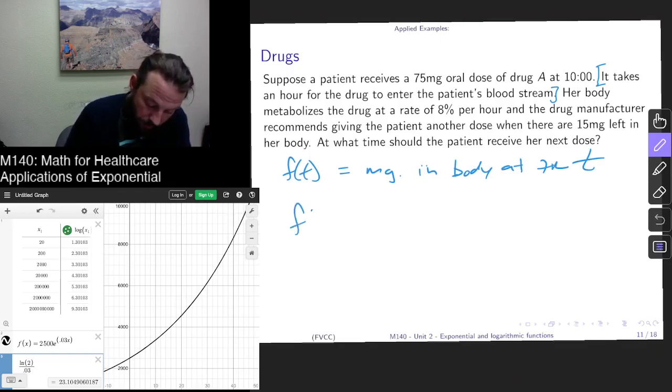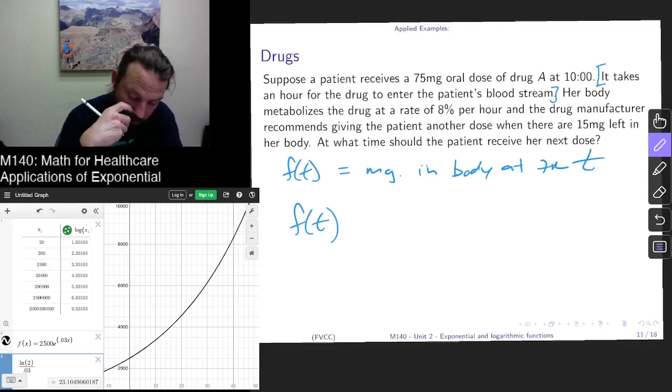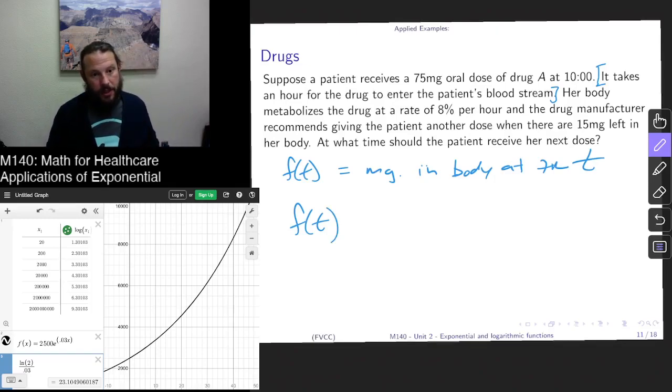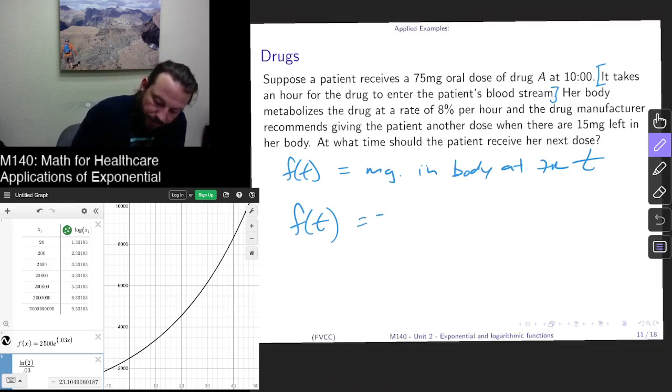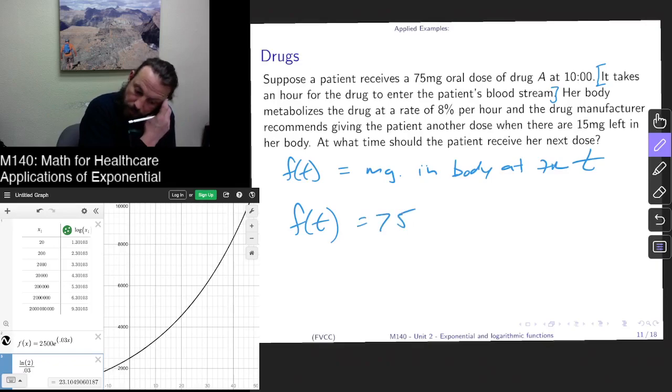What happens? Let's forget about the hour it takes to enter the bloodstream, because it's going to happen at the beginning and when you go to reduce it. So I think it's easiest if we just pull that out of there. Now, let's see. We start with 75. All right. Metabolize the drug at a rate of 8% per hour.